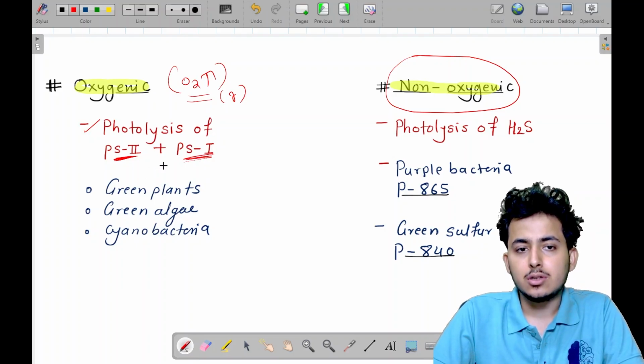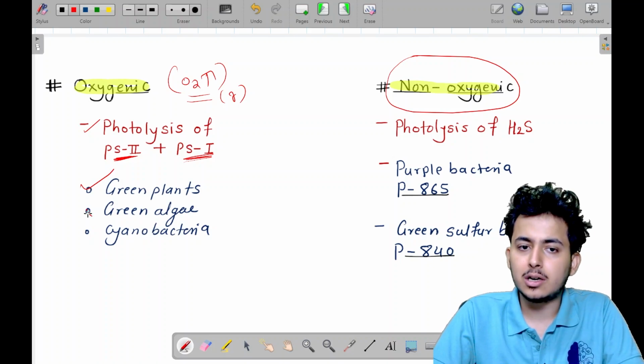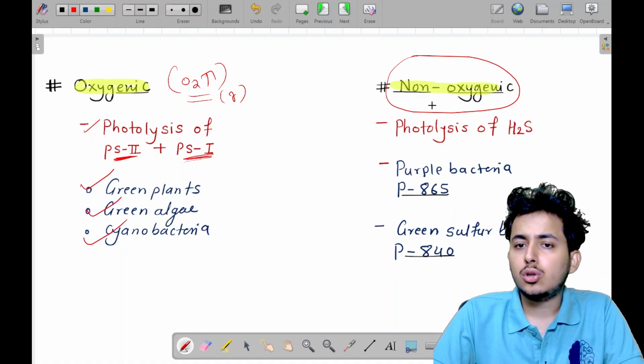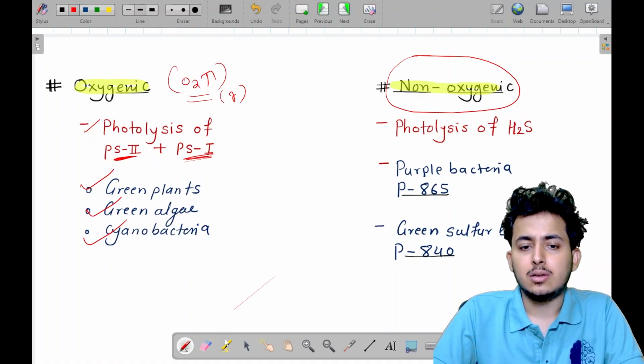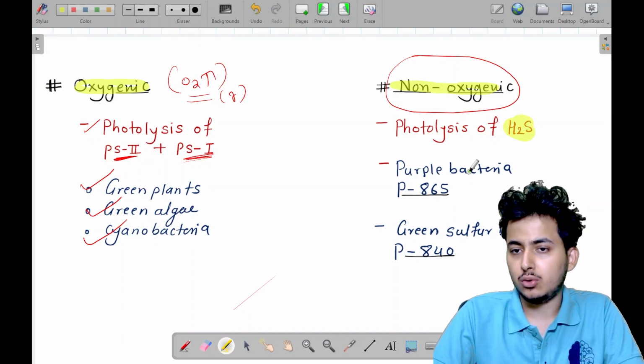basically happens in green plants, green algae, and cyanobacteria. But in non-oxygenic photosynthesis, what you call photolysis of H2S is happening over here.